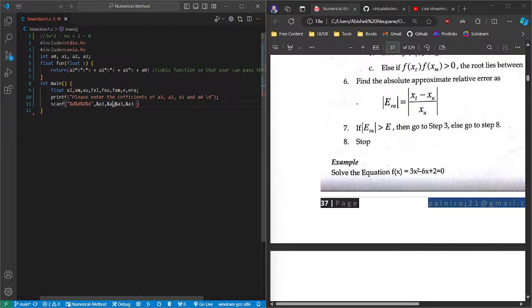First will be a3, second will be a2, third will be the coefficient of x, and the last one will be the last coefficient. Okay, let's terminate this line. So till now, the user has just input the coefficients of the function.